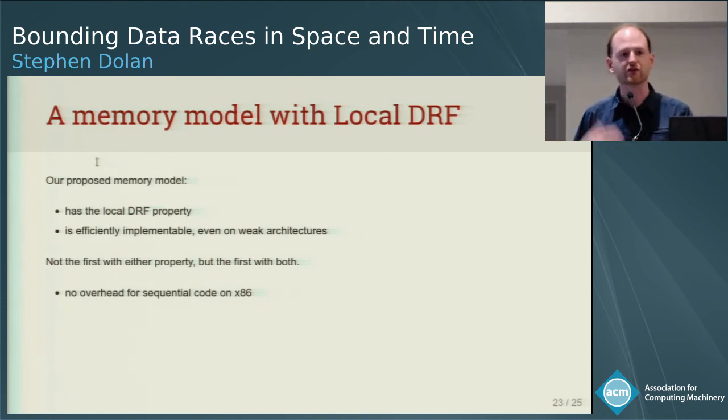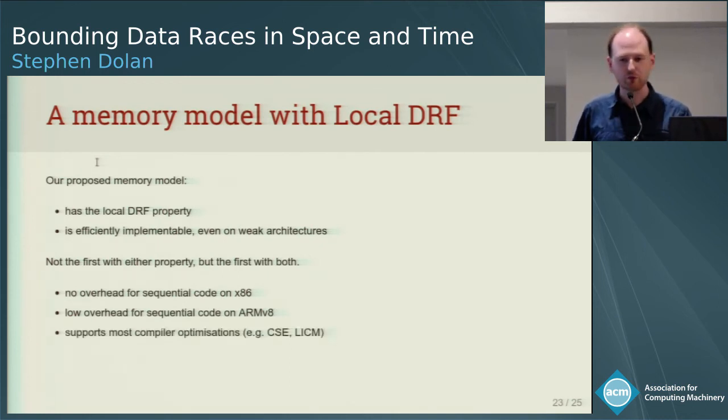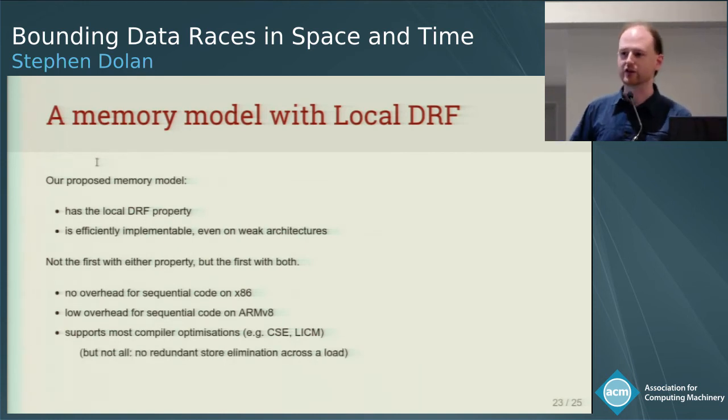the assumption of no data races is in order to allow optimizations for sequential programs. So it's good to know that we have no overhead for sequential programs on the x86 architecture, and on ARMv8, a weakly ordered architecture, the overhead for sequential programs is about 0.6%. Most compiler optimizations are still valid in this model, including common sub-expression elimination and loop-invariant code motion, but not all. One particular one that's not allowed is if there's a store to a variable and then a load and then another store to the variable, eliminating the first one is invalid.